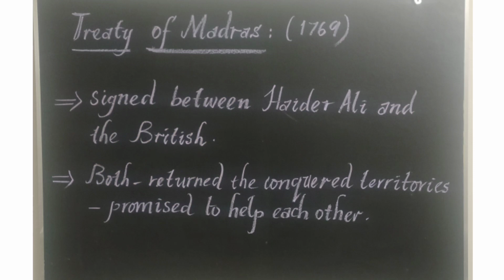So the Treaty of Madras was signed between the British and Hyder Ali in the year 1769. Both of them agreed to return the conquered territories to each other, and also one more promise was made between them. What was the promise? They promised to help each other in case of any foreign attack. Suppose any foreign people or any other king tried to attack Mysore, the English must come forward to help Hyder Ali. That was one of the important agreements of the treaty. So the first Anglo-Mysore War came to an end with the Treaty of Madras in 1769.